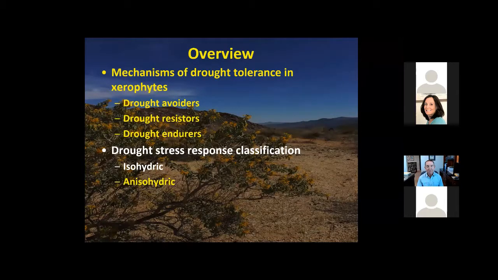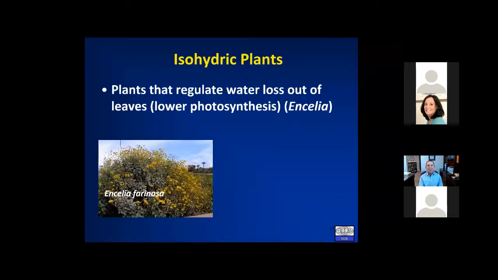Now, the scientists have done two other classifications. One's isohydric, and what this is, is plants that regulate water loss out of their leaves. The way they do that, for example with the Encelia, is that if it's a rainy season and they put out leaves, the leaves will be green. If you've ever noticed this on the hillsides, you'll see they're really green. But if we have a very dry winter and we don't get much rain, the plants may leaf out.